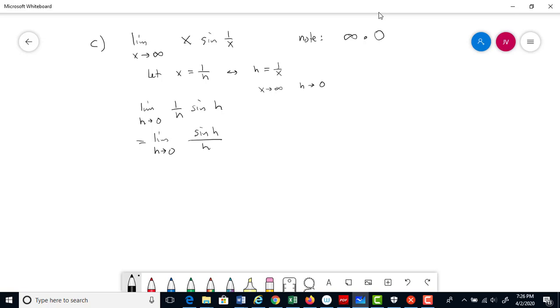And we know that we can use L'Hopital's rule. So the derivative of the top with respect to h is going to be the cosine of h, and the derivative of the bottom is 1. And when you plug this in, this is 1 over 1, which is equal to 1.